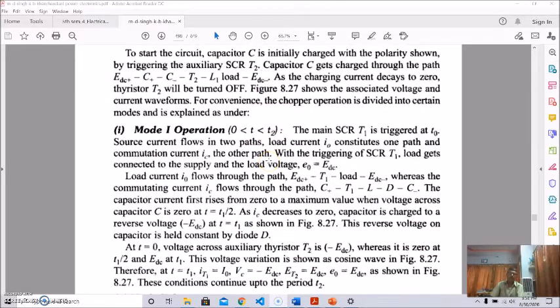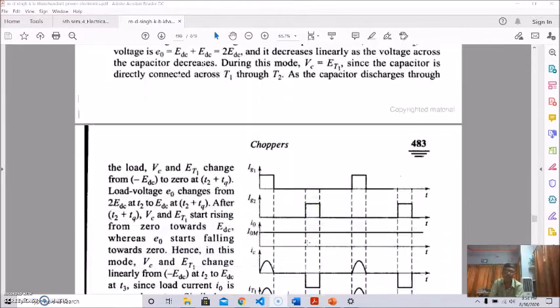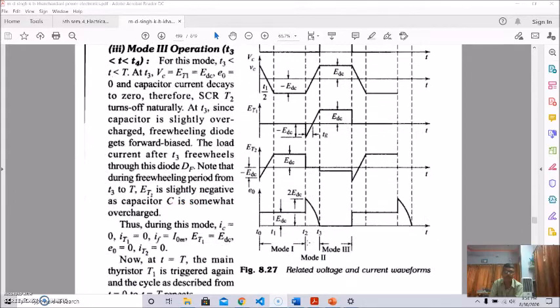The capacitor current first rises from 0 to maximum value when the voltage across capacitor C is 0 at t equal to T1 by 2, and as IC decreases to 0, the capacitor is charged to a reverse voltage minus EDC at t equal to T1. That is shown here in the figure, and the reverse voltage on the capacitor is held constant by diode D.